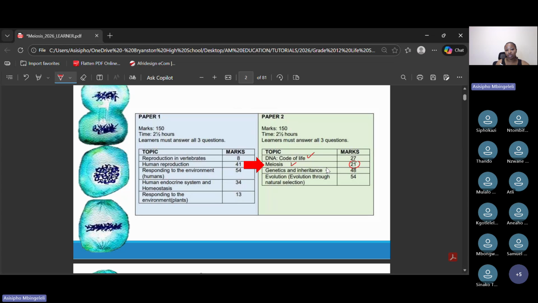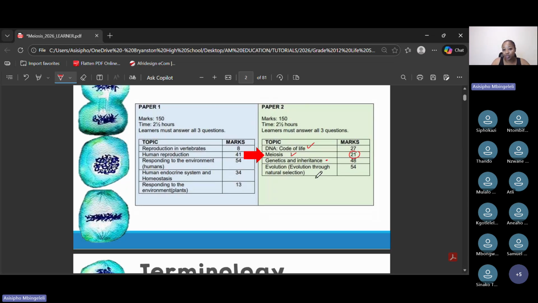and our next topic will probably be genetics because that's a big topic. Then we'll have to plan around how we're going to do some of the topics also.